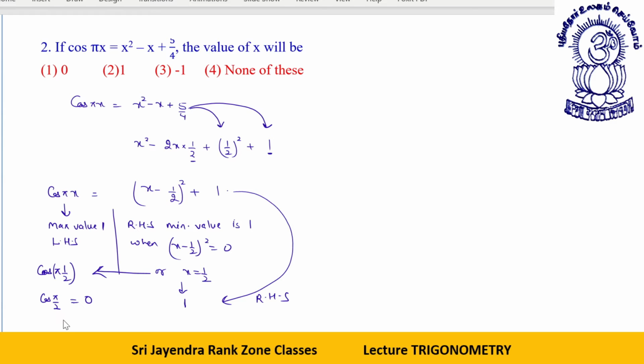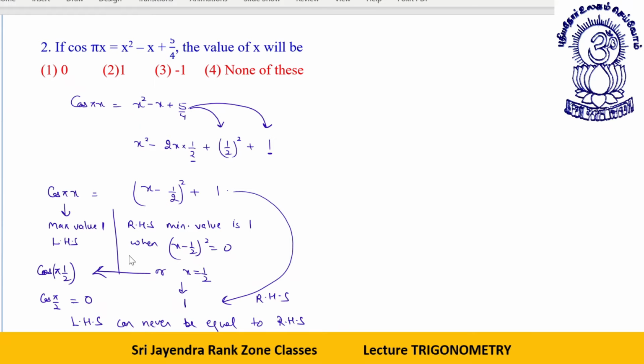So these two expressions, these are conceptual questions, okay, LHS can never be equal to RHS. Why? Because the minimum value of RHS is when x is equal to half. So when you put x is equal to half, then the minimum value will be 1. But right hand side will be 1, and left hand side at x is equal to half will be 0. So they can never ever be equal.